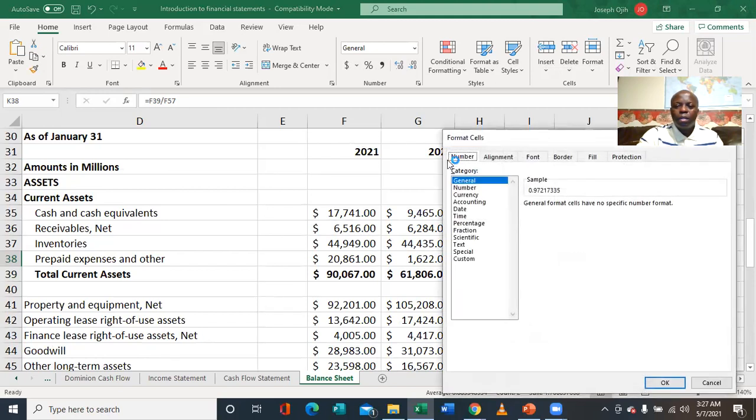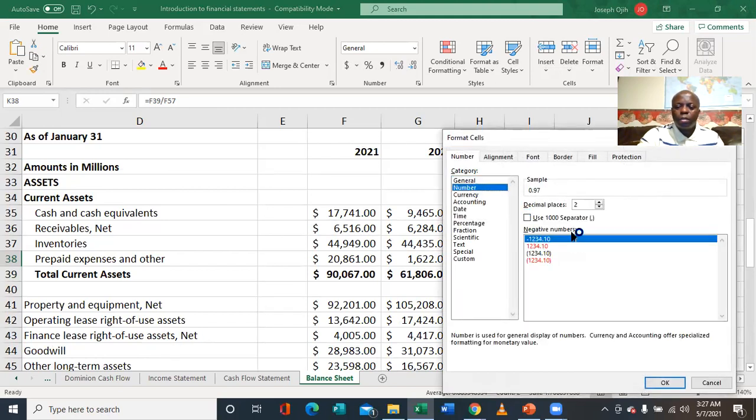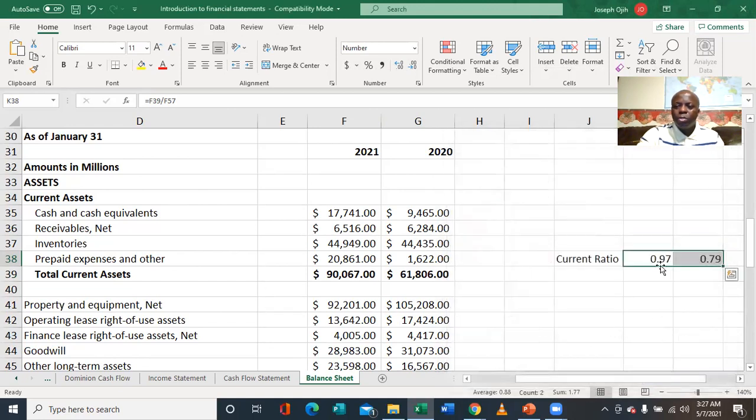I'm going to format this cell and make it 2 decimal places. Okay, now you see that for each $1 Walmart owes, for each $1 of debt, remember, this one is for 2021, and this one is for 2020. For each $1 of debt that they have, they only have 97 cents to pay it. That is for 2021. And in 2020, for each $1 of debt they have only 79 cents.